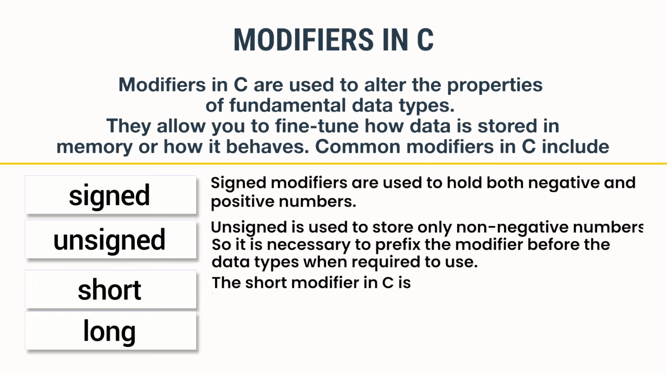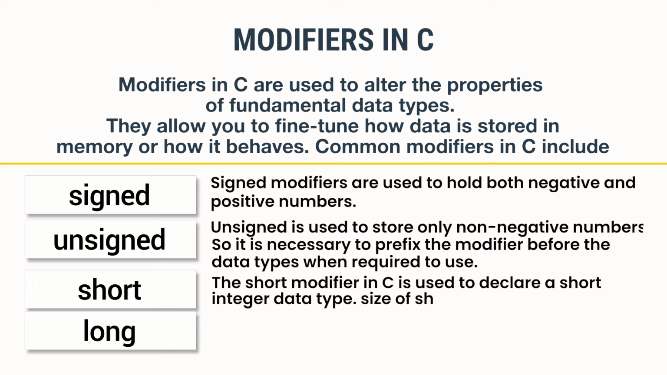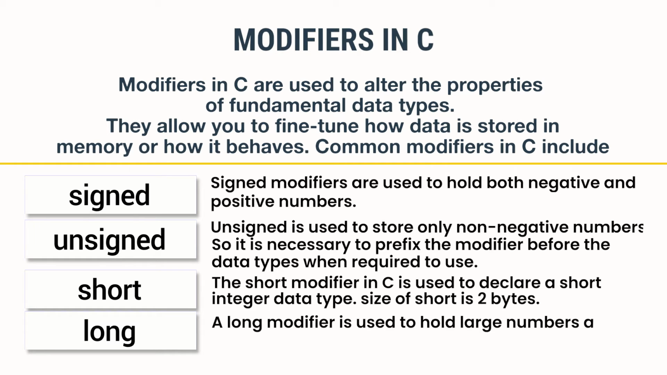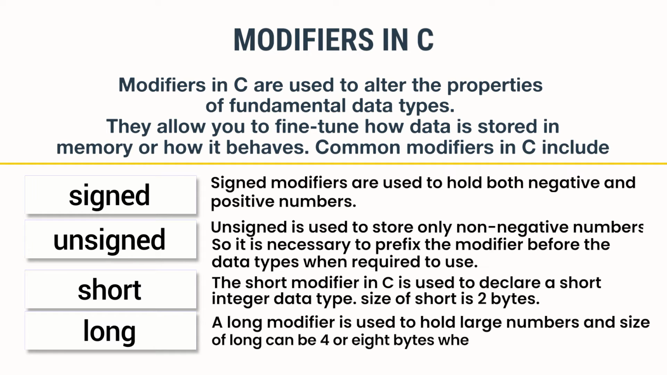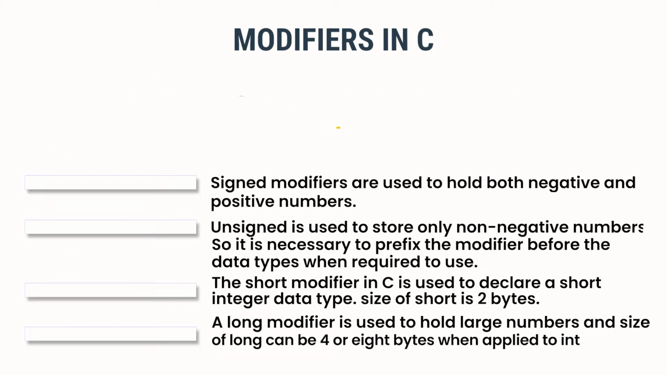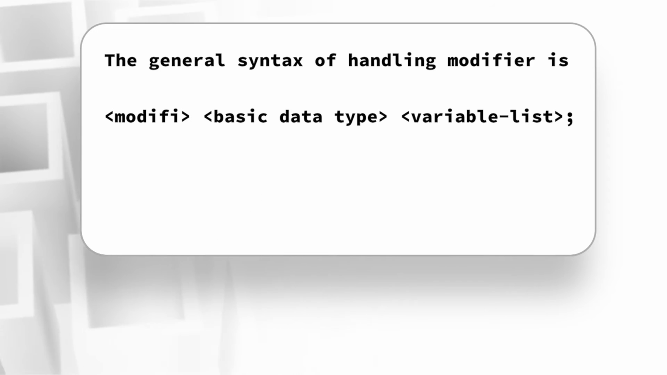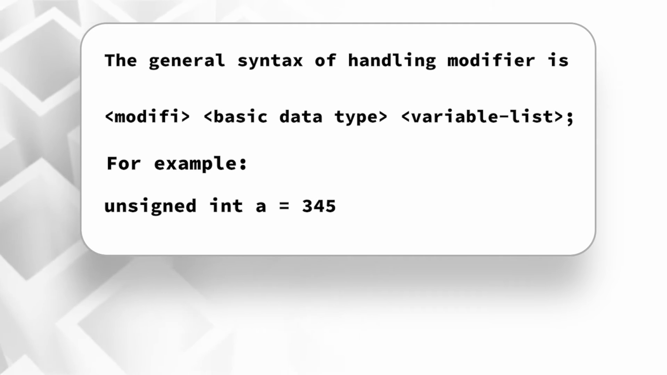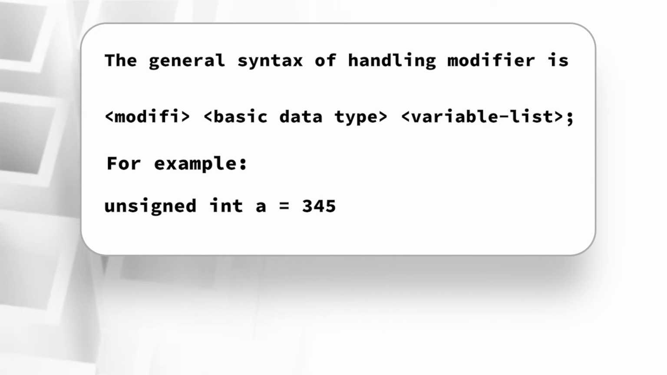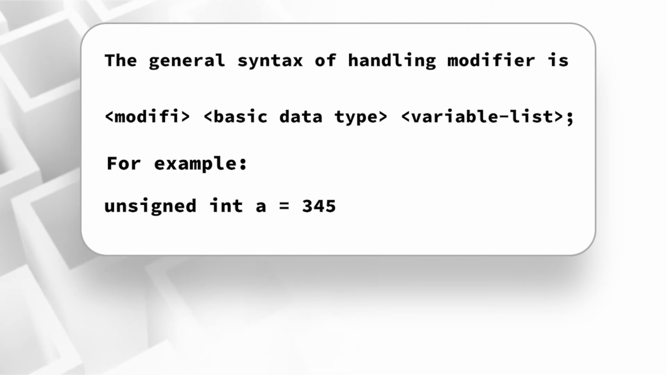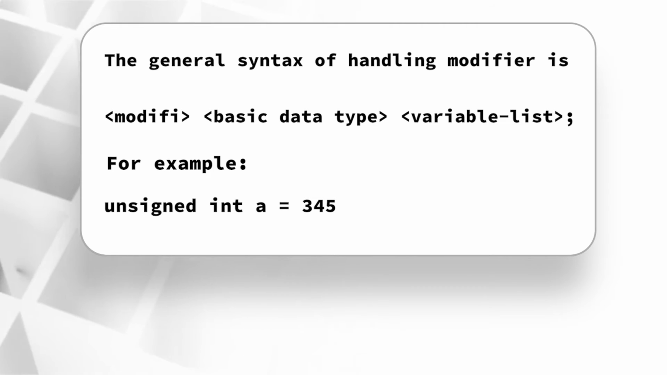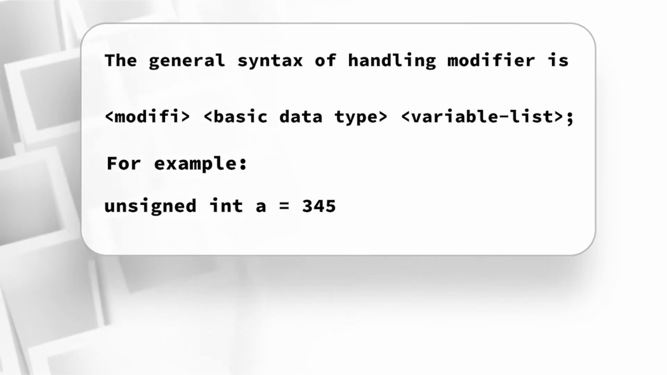The short modifier in C is used to declare a short integer data type. Size of short is 2 bytes. A long modifier is used to hold large numbers and size of long can be 4 or 8 bytes when applied to int, or 16 bytes when applied to double. The general syntax of using a modifier is modifier, basic data type, variable list and semicolon. So, in this particular example, unsigned is a modifier, int is a basic data type, and he is a variable.